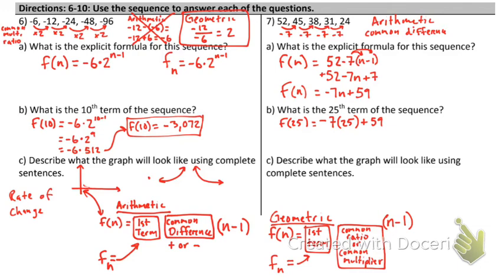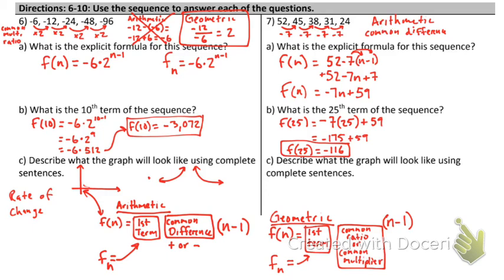So let's go ahead and negative 7 times 25 comes first. That's going to give me negative 175 plus 59. Okay. And we do that. So f of 25 is equal to negative 116. So the 25th term is negative 116. And that makes sense because we're getting lower and lower and lower as we go.